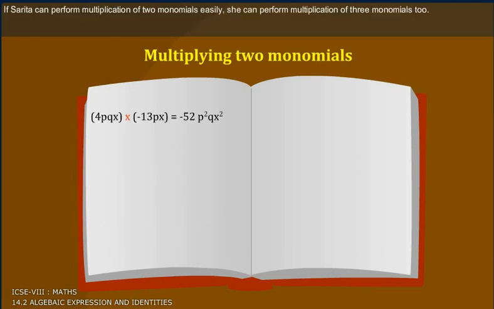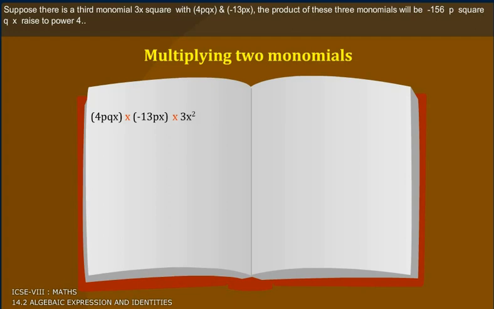If Sarita can perform multiplication of two monomials easily, she can perform multiplication of three monomials too. Suppose there is a third monomial 3x square with 4pqx and minus 13px in brackets. The product of these three monomials will be minus 156p square q x raised to power 4.